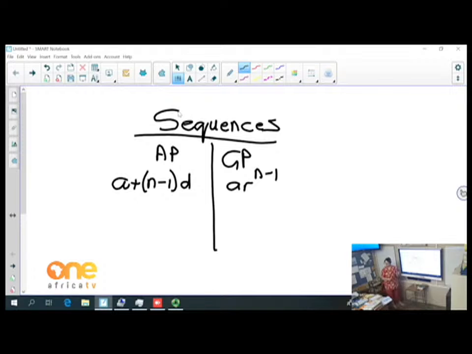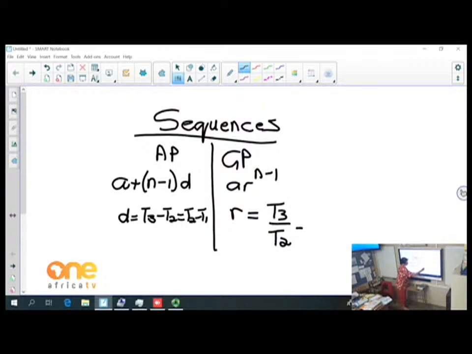The other thing that we looked at yesterday is how do I get that d, that common difference, and that is term 3 minus term 2, which must be equal to term 2 minus term 1. That's how you can prove that it's an AP. Here r, the common ratio, is term 3 divided by term 2, which is equal to term 2 divided by term 1. I think the homework was about this part, where we're looking at ar^(n-1). The nth term is the pattern. That's what you're looking for.